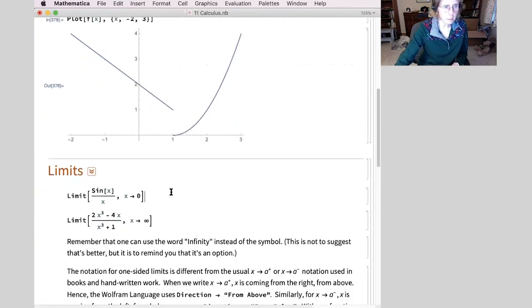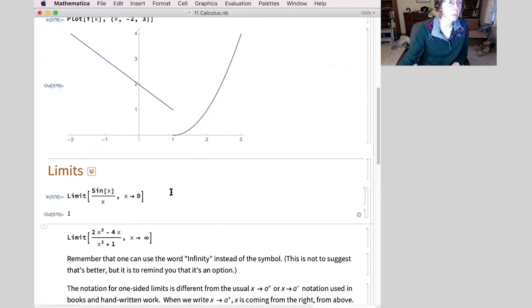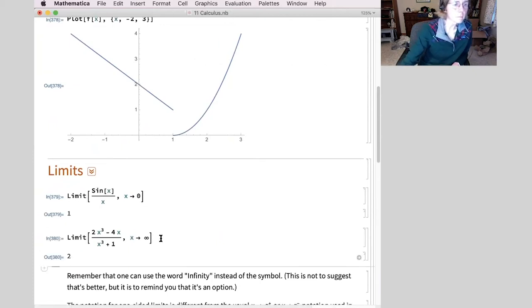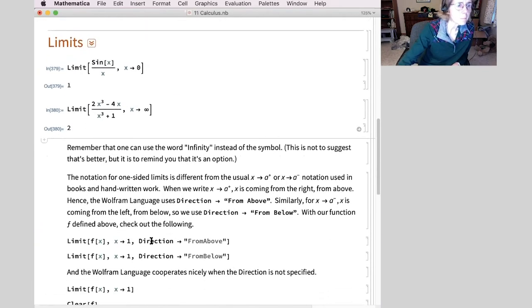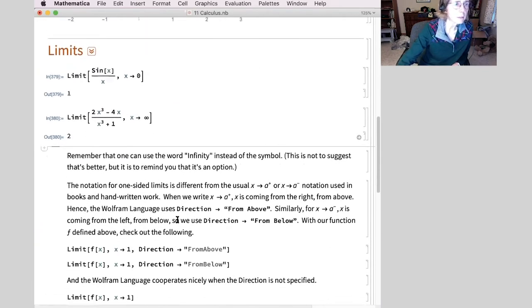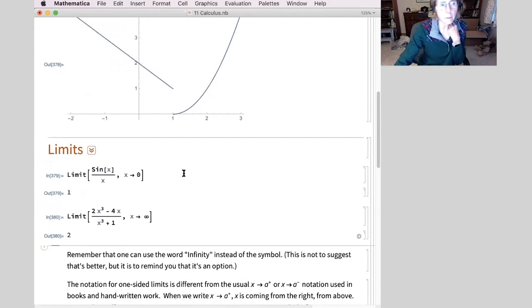My sine of x over x as x goes to 0, that notation shouldn't be a surprise. I can put x goes to infinity in here. I can use keystrokes, I can use the palette, or I can simply type infinity. Now, let's go back to our f and look at that again for a moment.